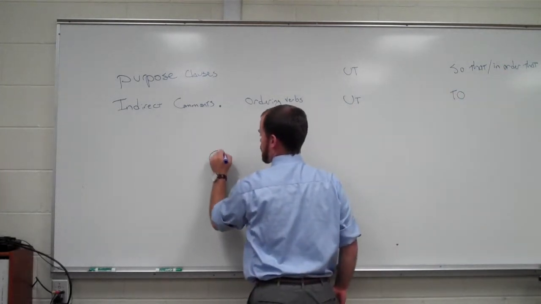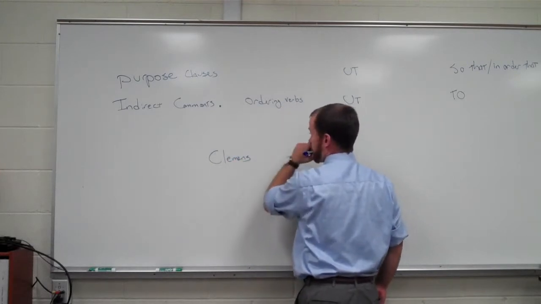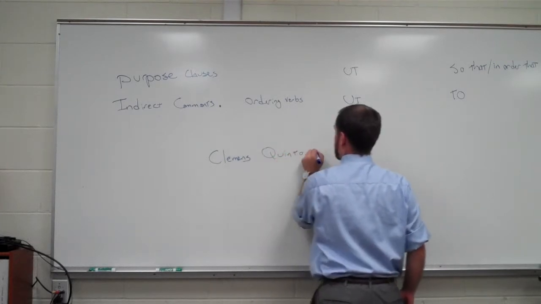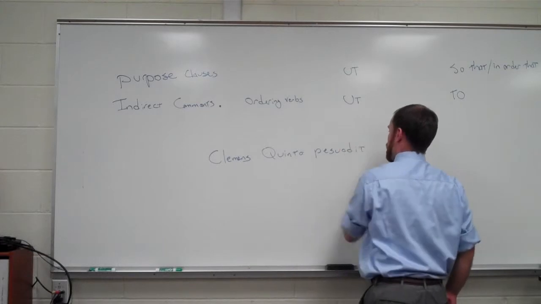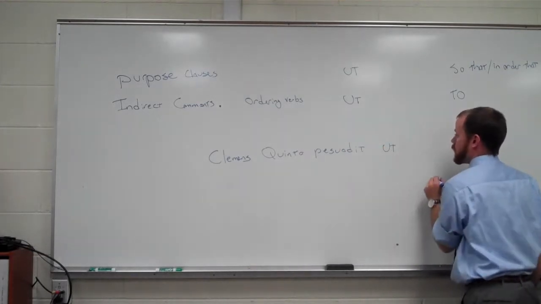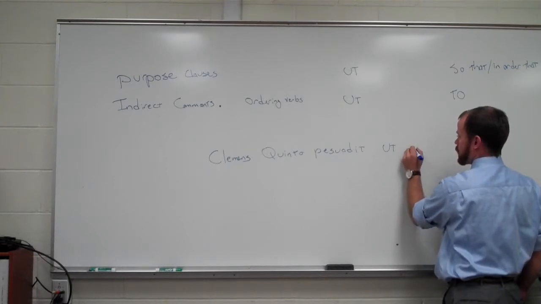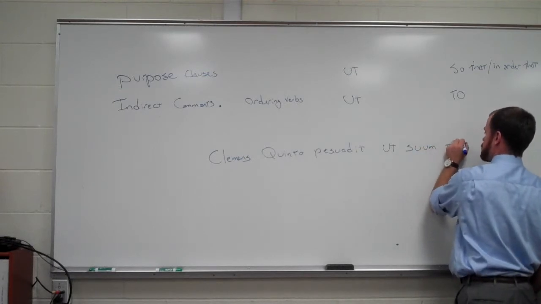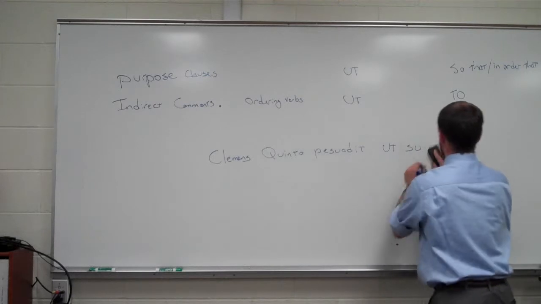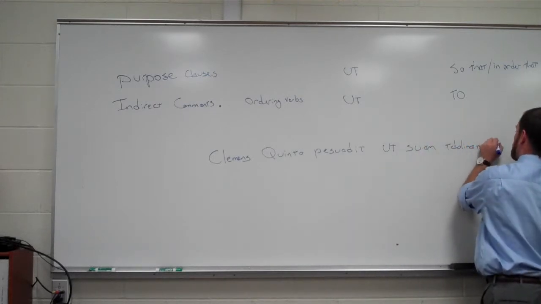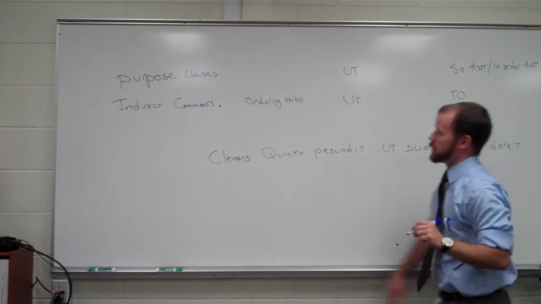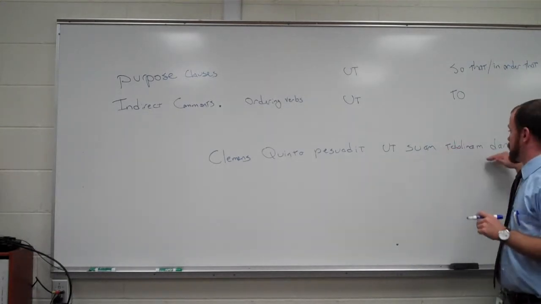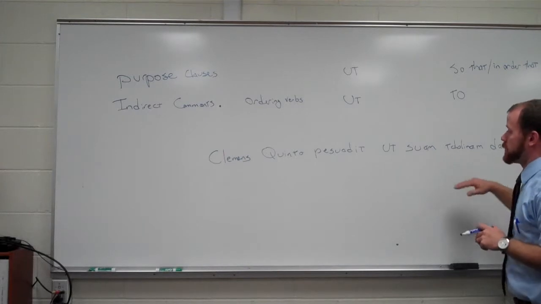So, Clemens persuaded Quintus. Persuasit. Ut. Suum tablinum, or suam tablinam, daret. So, Clemens persuaded Quintus to give him his shop. All right? So he's persuaded him to do something.